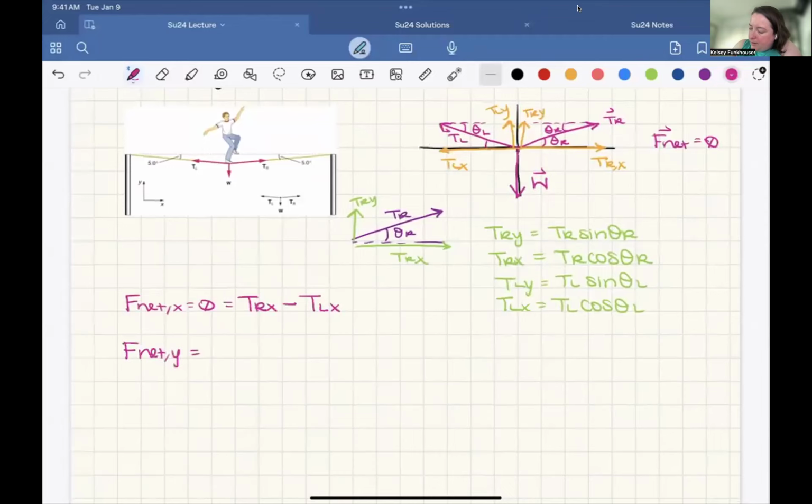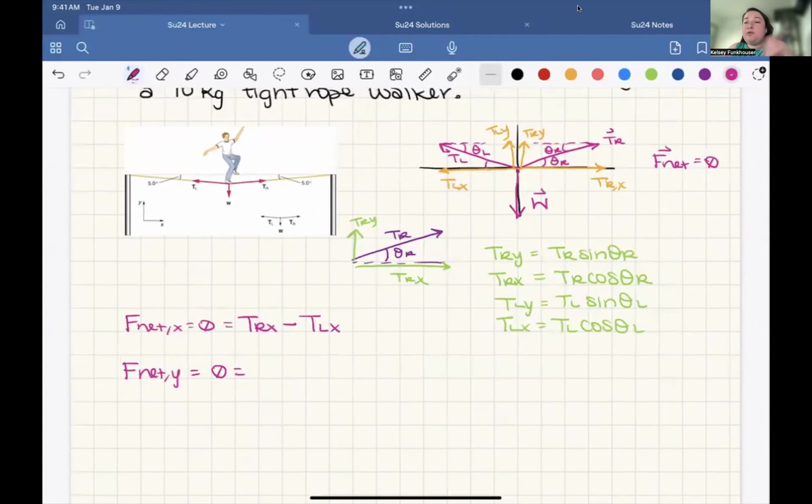And then we'll do Y, it also equals 0. Let's look at our free body diagram, because again, these equations come right from your diagram of the situation. So we see that in the positive Y direction, we have these two Y components of the tension forces. So T_RY plus T_LY. And those are positive because they point in the positive Y direction. And then we subtract the weight from them. Okay, cool.